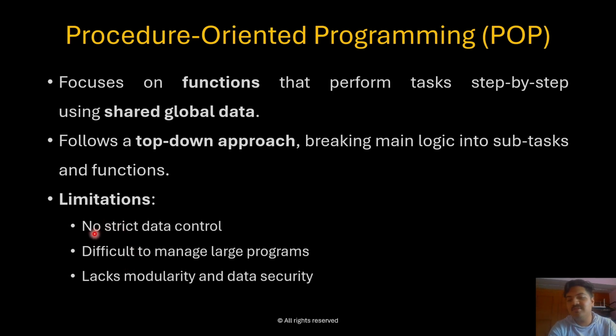What are its limitations? The limitation is no strict data control. The data is shared globally, so it cannot be controlled which function or which subtask is accessing the data. It is difficult to manage large programs. Obviously, procedure-oriented programming is an older method, so it does not comply with the newer large programs. It lacks modularity because it is the older one, and it lacks data security because the data is shared globally and can be accessed by anyone.